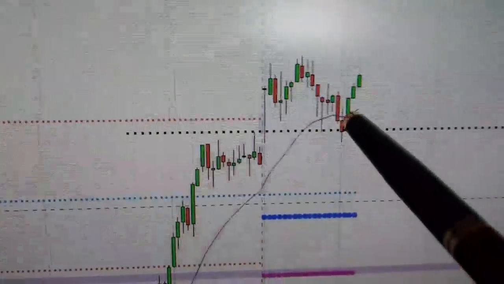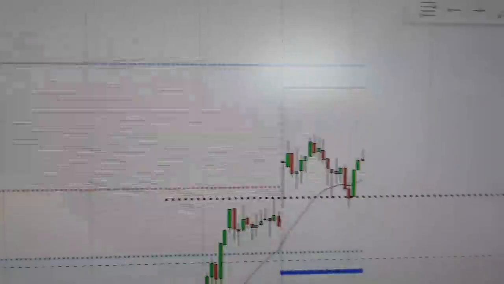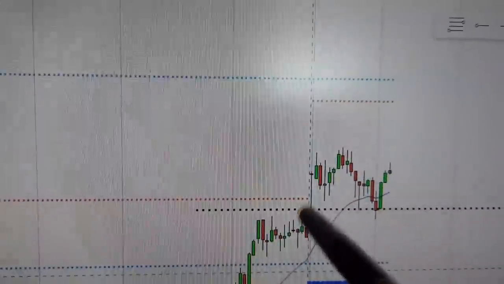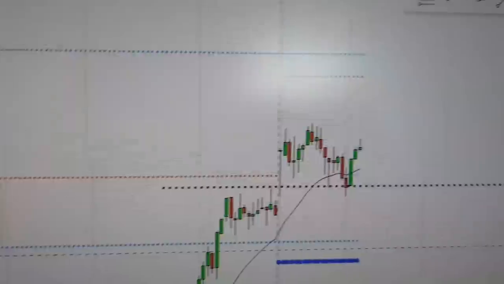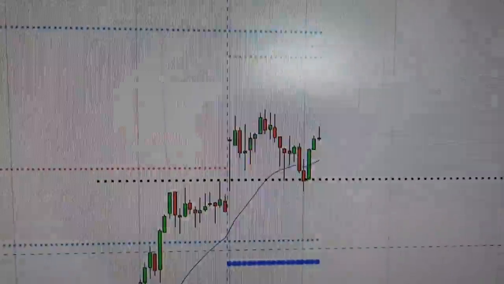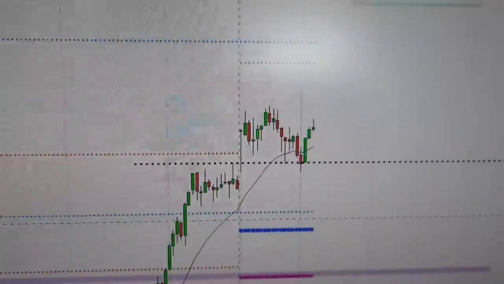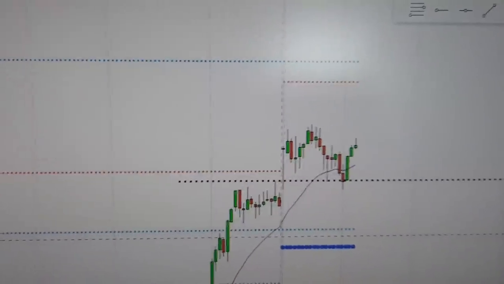Second time you can see it took the support. Third time it took the support and then started going up. And exactly you can see that it took the support. That is price action. That is how you have to analyze the chart. And that is what experience can do in trading. That is why experience is very important in trading.